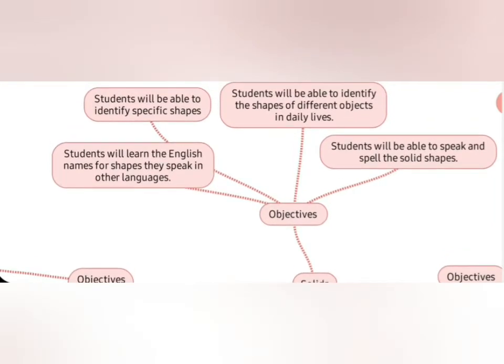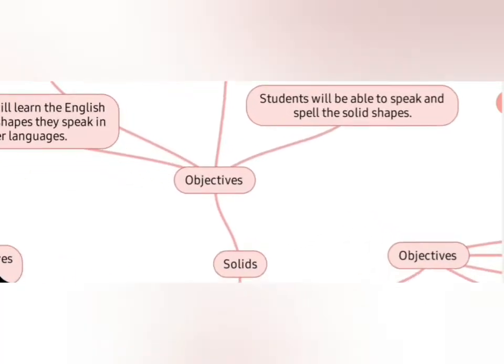Students will learn the English names for shapes they speak in other languages. Student will be able to identify specific shapes. Student will be able to identify the shapes of different objects in daily life. And student will be able to speak and spell the solid shapes.